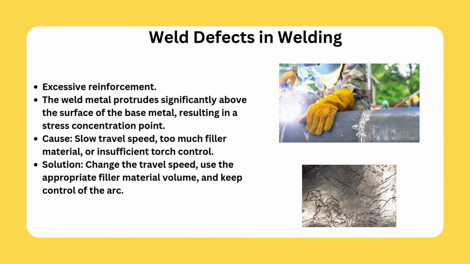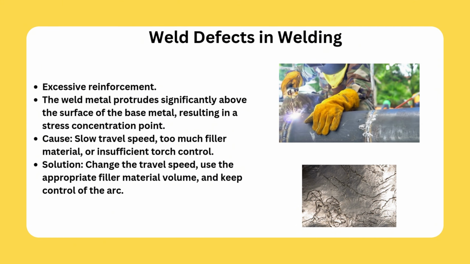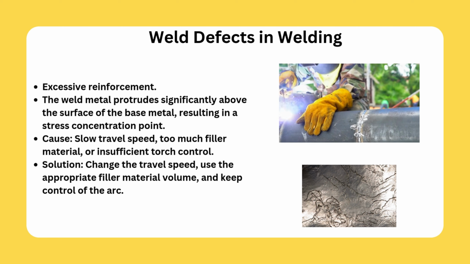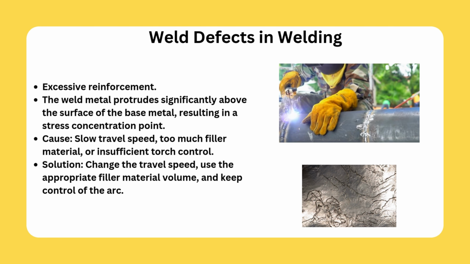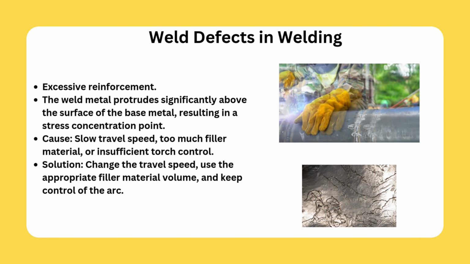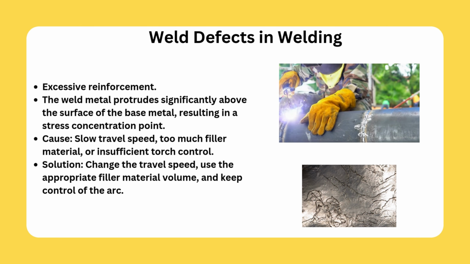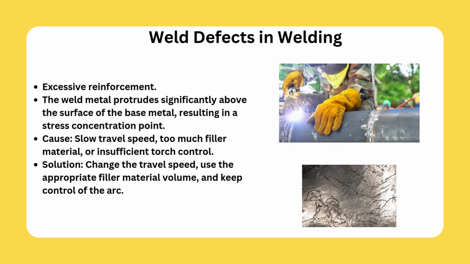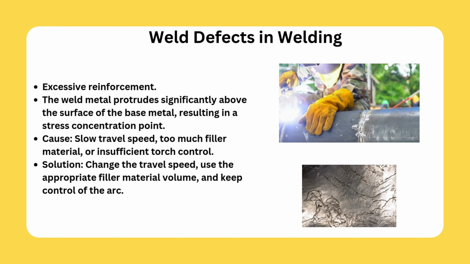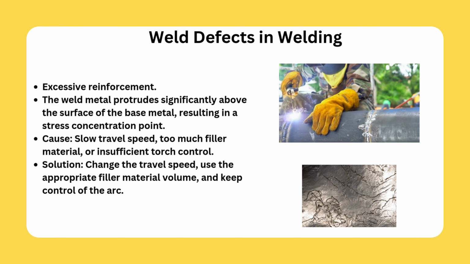Excessive reinforcement. The weld metal protrudes significantly above the surface of the base metal, resulting in a stress concentration point. Cause: slow travel speed, too much filler material, or insufficient torch control. Solution: change the travel speed, use the appropriate filler material volume, and keep control of the arc.